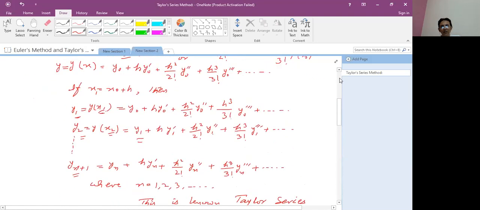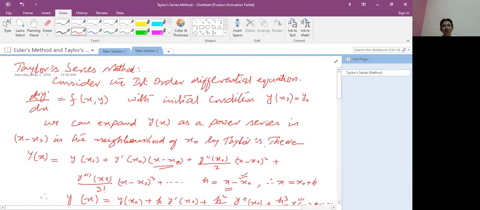तो स्टूडेंट आज हमने दो मेथड स्टडी किए, टेलर सीरीज मेथड और Euler's method. Both are applied to solve an ordinary differential equation with initial condition y of x naught equal to y naught.